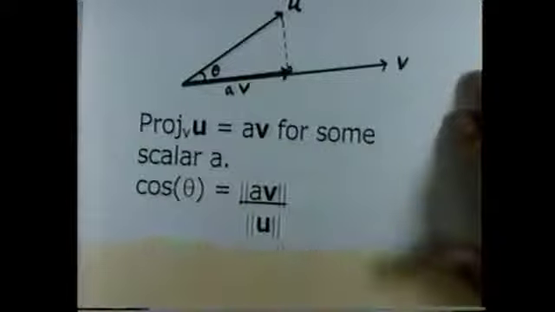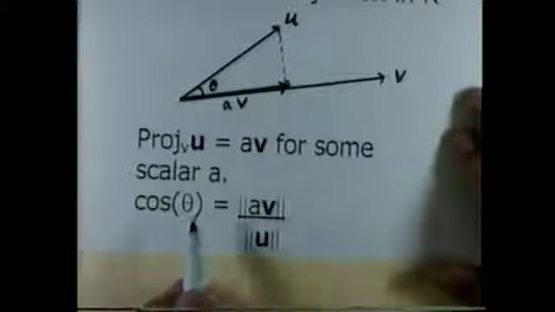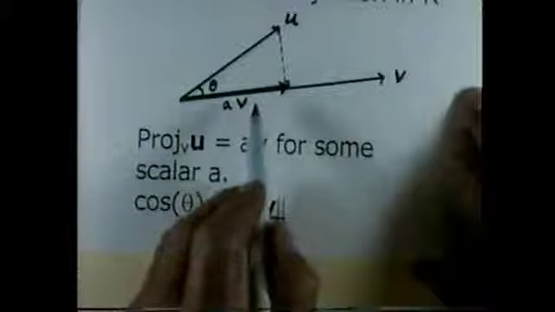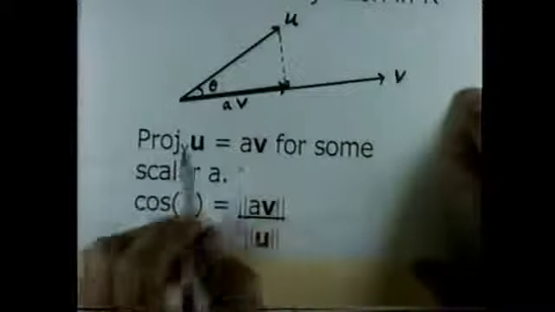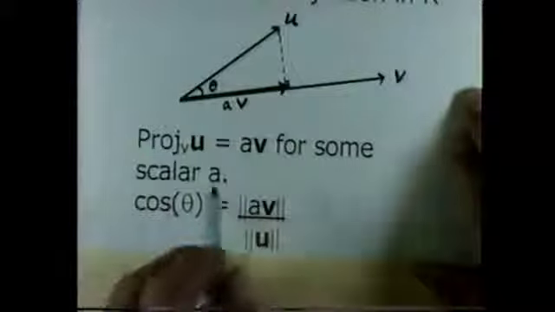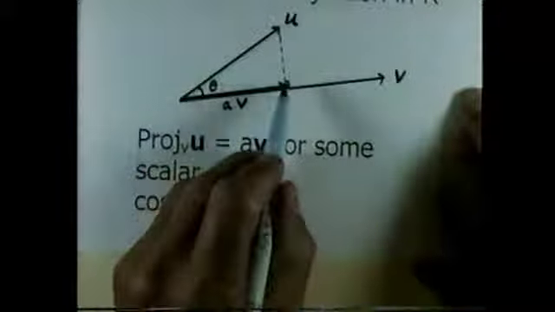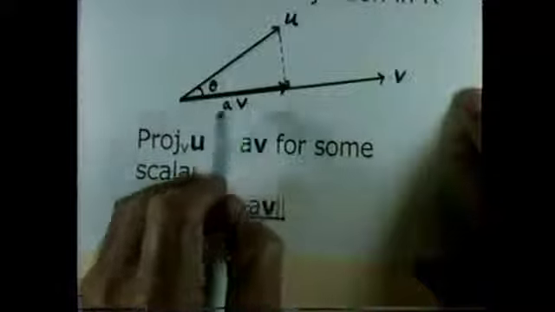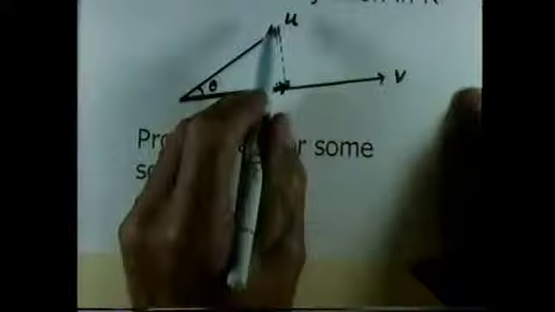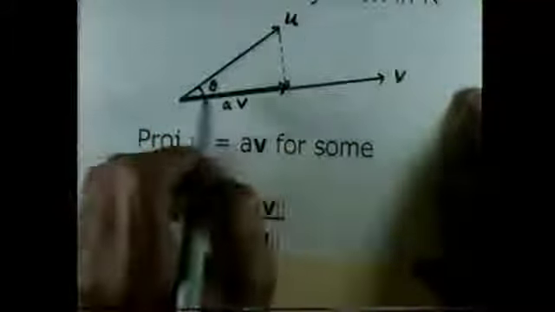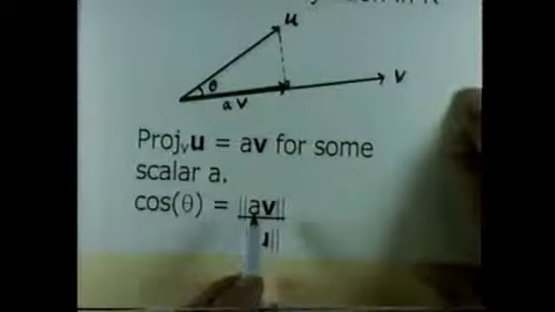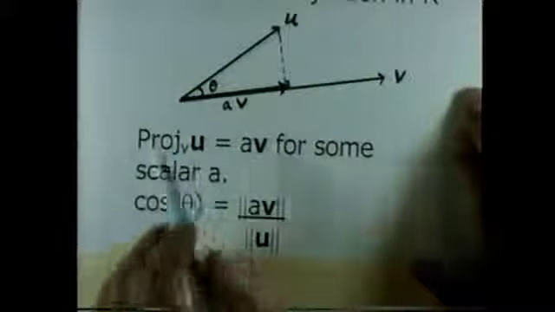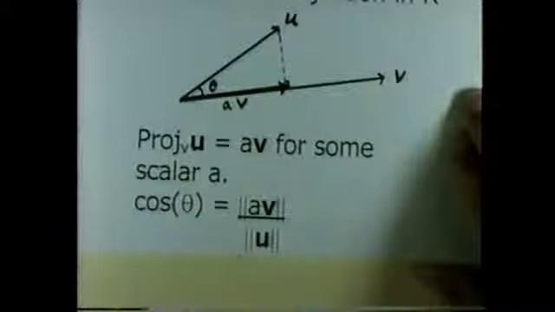Now keep this figure in mind and recall that cosine of theta is the adjacent over the hypotenuse. So since cosine theta is the adjacent over the hypotenuse, cosine theta is going to be the norm or the magnitude of AV divided by the norm, the length or the magnitude of U. So we'll see that cosine theta is the length of AV divided by the length of U.